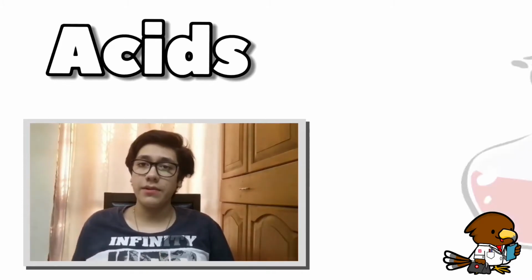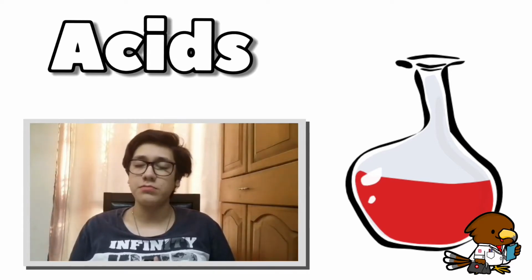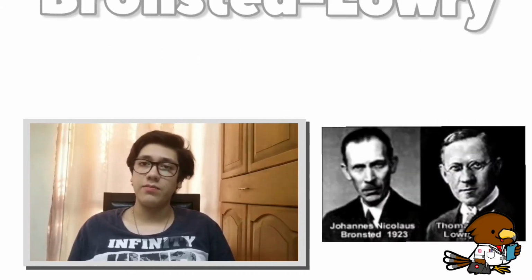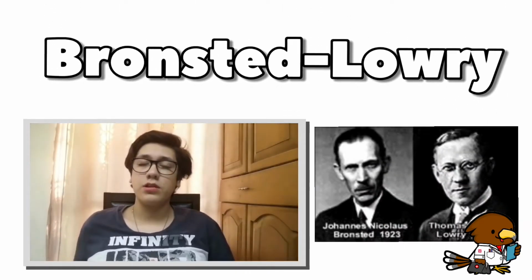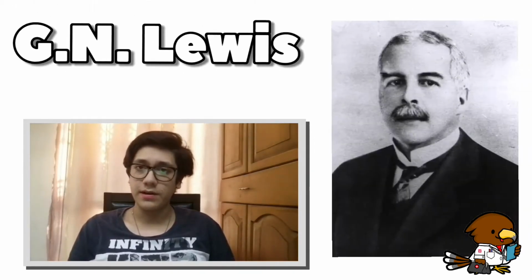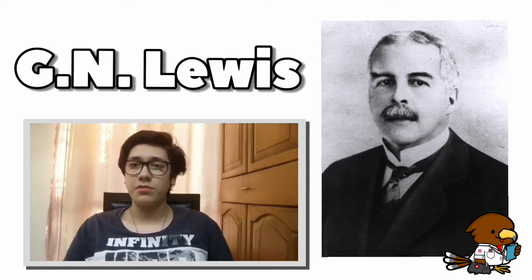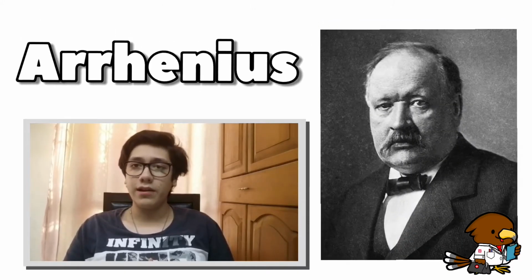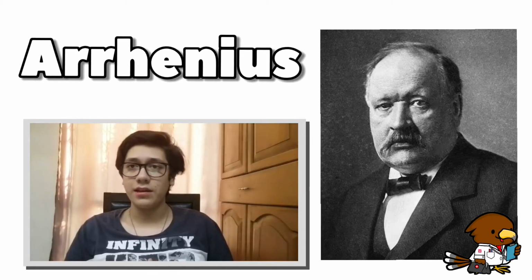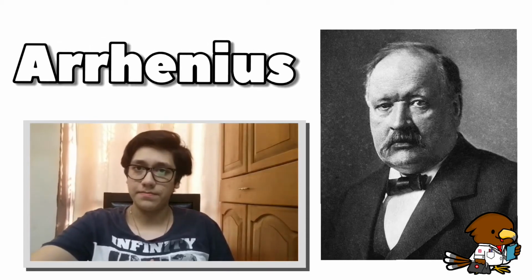An acid is a chemical substance which contains hydrogen and can react with other substances to form salts. There are three main theories that explain acids from a chemical point of view. The first one, Bronsted-Lowry, defined acids as substances that can donate a proton. Lewis proposed that acids could be electron pair receptors, and Arrhenius defined acids as a chemical substance that contained hydrogen and, if dissolved in water, could cause great concentrations of hydrogen.